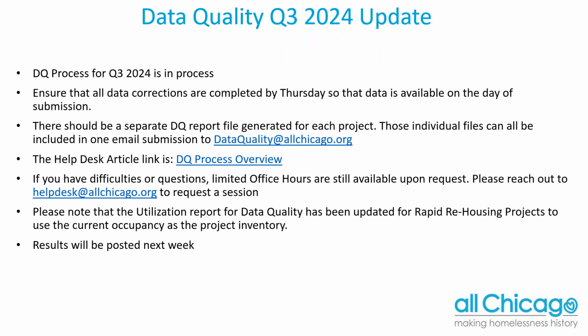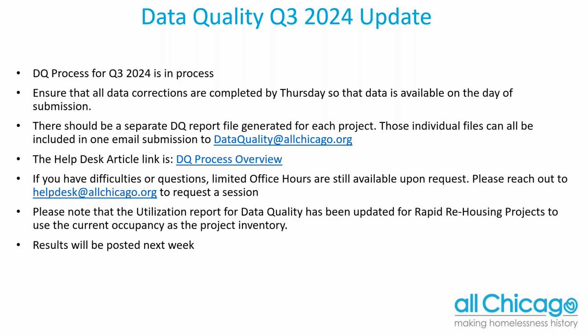The data quality for third quarter of 2024 is in progress. Please ensure that all the data corrections are completed by Thursday so that data is available on the day of submission, which is Friday. There should be a separate data quality file generated for each project. We still have a few outliers where we get multiple projects in a data quality report file, and when that happens, there's no name generated inside the file, and those can create some issues in terms of including that data in the final results. But you can do multiple attachments in one email submission when you send them to dataquality@allchicago.org.